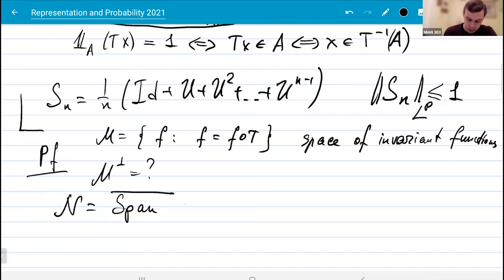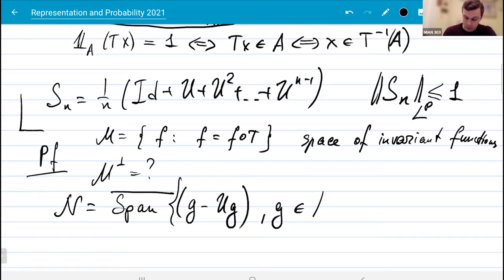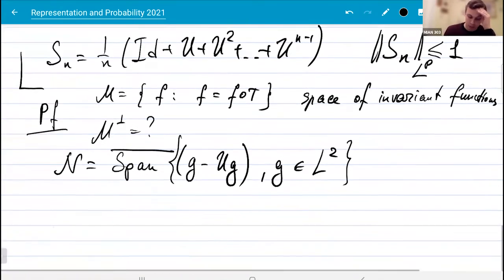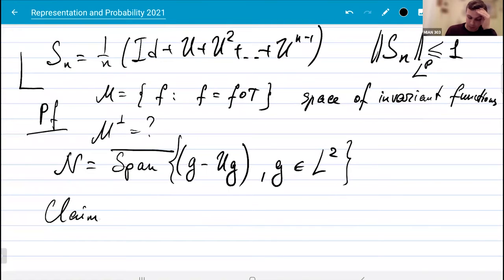Let me write this as follows. It is a closure of this. So you just take this difference, g minus Ug. I'll show now the claim that the orthogonal complement of N is M.